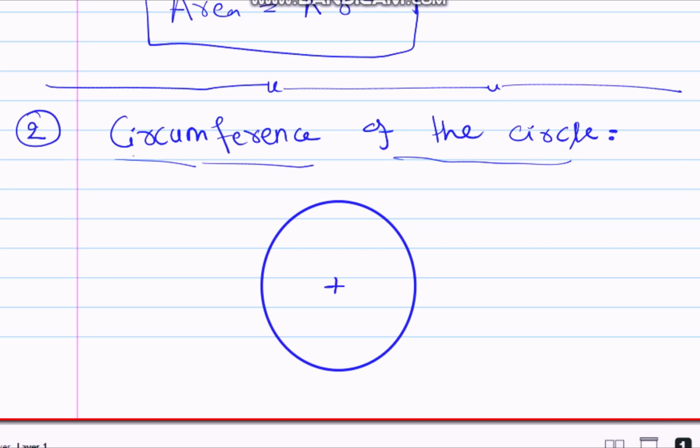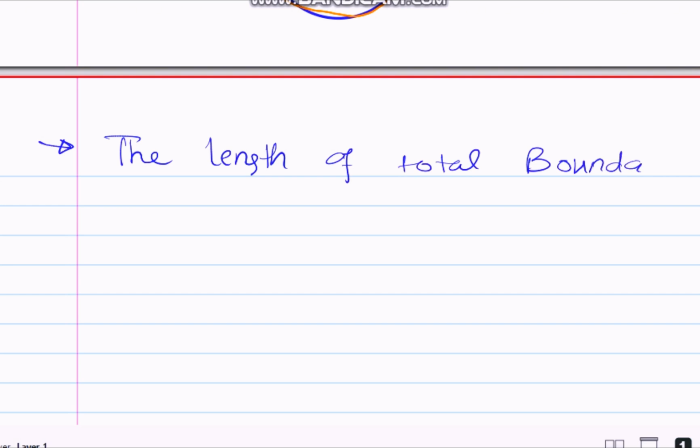This is the orange color pen. Okay, so the length of this orange line, the whole boundary line, the length of the whole boundary line of the circle is called the circumference. I will also write with the blue pen below. Length of the boundary line, the length of the total boundary line. You can see what the boundary line is.